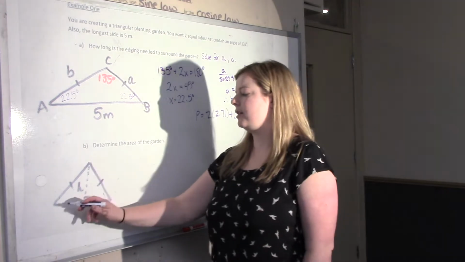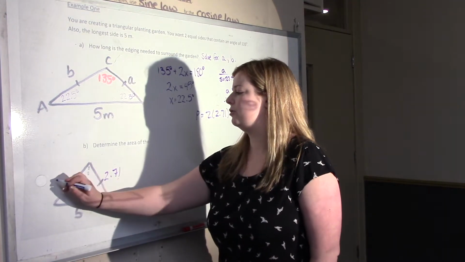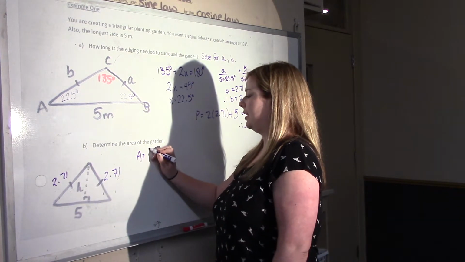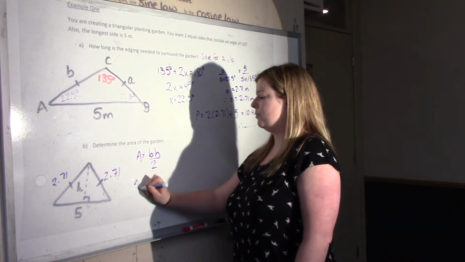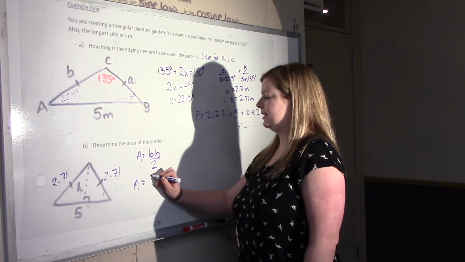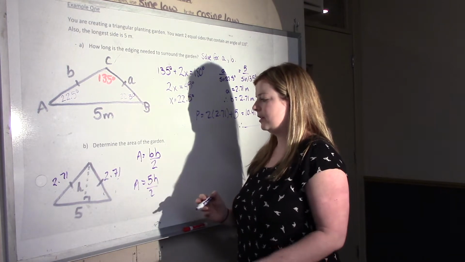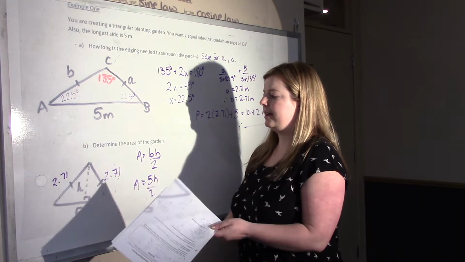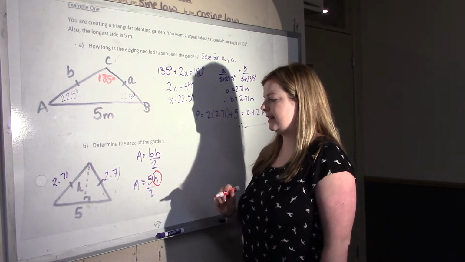So here's the garden again with this 5. Now we've found that these are each 2.71. The area of a triangle is base times height divided by 2. We know that the base is 5, but we don't know the height. Remember, the height always comes from the top down and hits at a right angle. So we need to find this height.